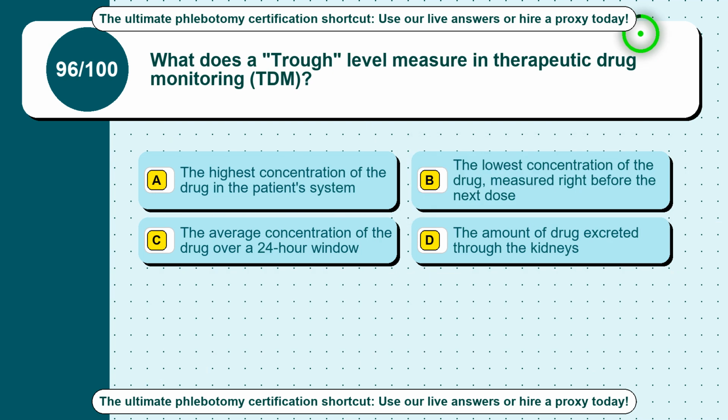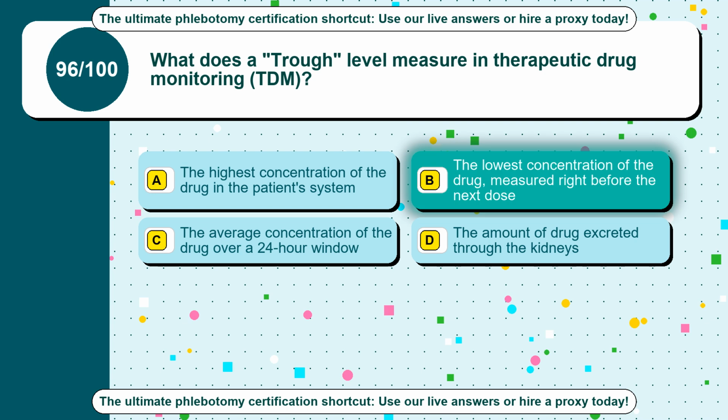Question 96. What does a trough level measure in therapeutic drug monitoring, TDM? Option A, the highest concentration of the drug in the patient's system. Option B, the lowest concentration of the drug, measured right before the next dose. Option C, the average concentration of the drug over a 24-hour window. Option D, the amount of drug excreted through the kidneys.